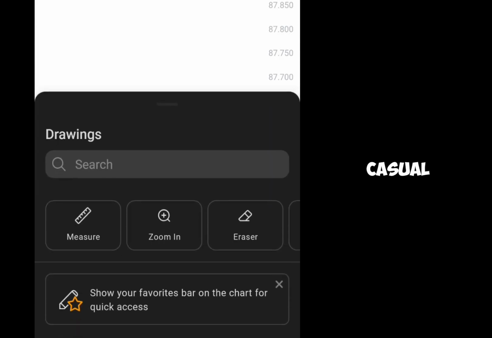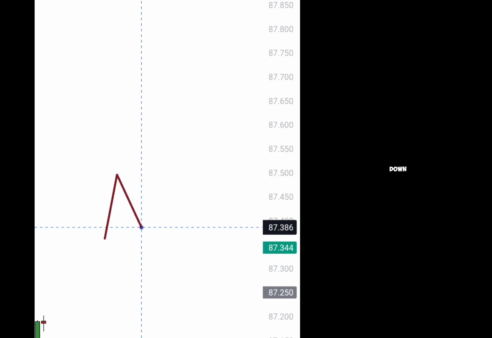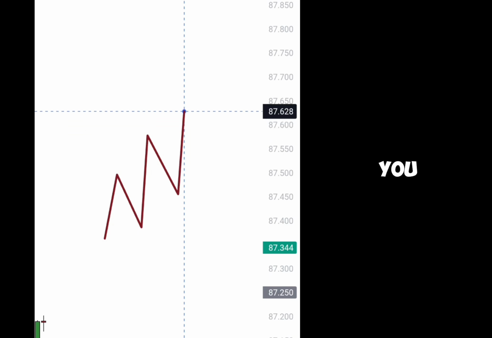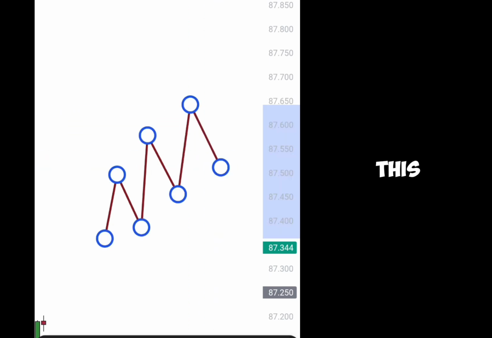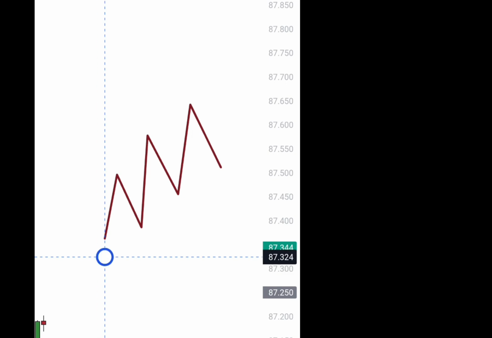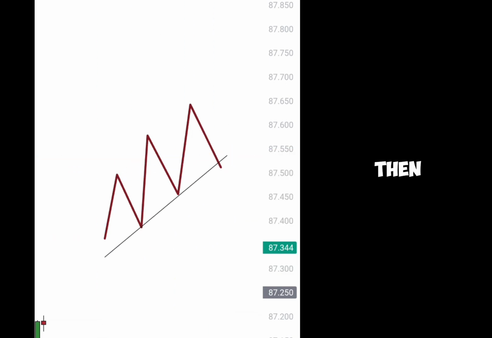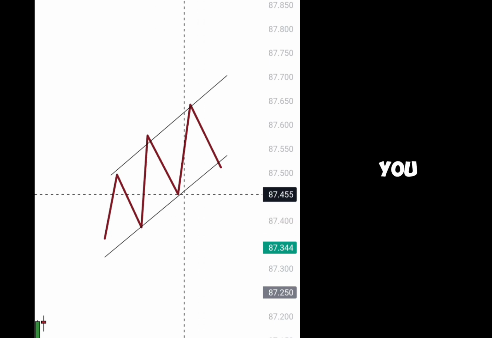Everybody knows about the casual trend line. So you see the market going up, you see the market coming down, you see the market going up, and then you join trend lines just like this. They tell you practically you should buy here, you should buy here, you should buy here.